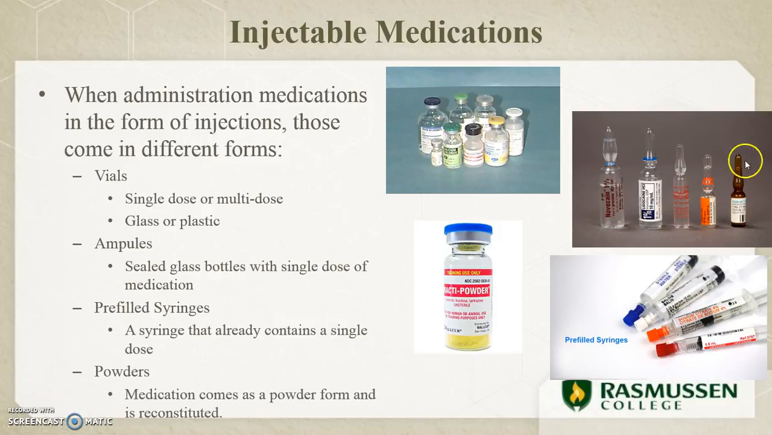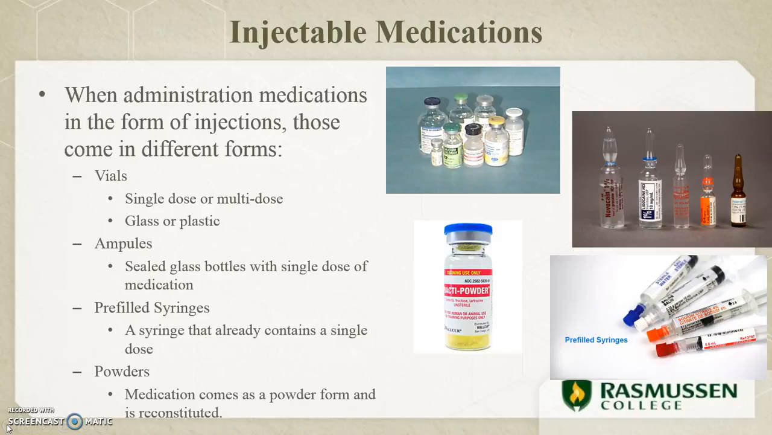Ampules are these ones here that you see. Each of them has either a blue or an orange line on them. And what that is, they're small, sealed glass bottles that contain a single dose of medication. Because they are sealed as such, what you'll have to do is actually break the top off before you can draw up with this medication.